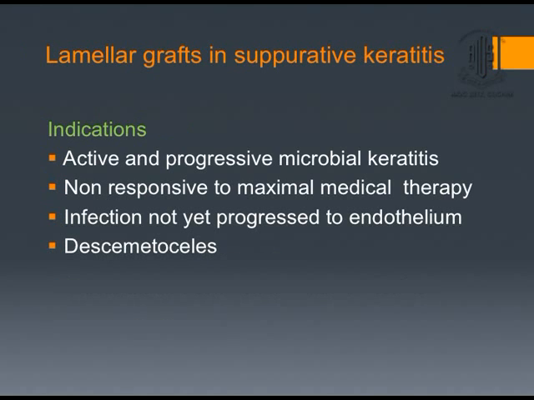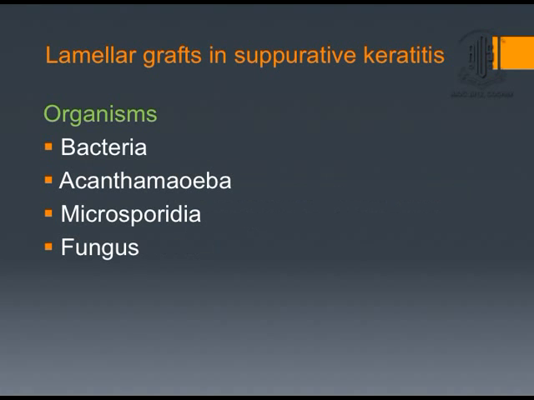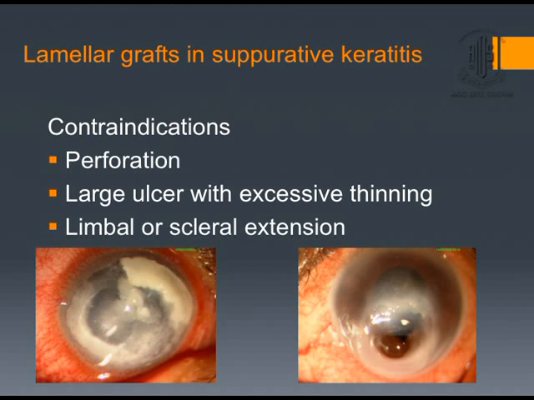The indications are active and progressive microbial keratitis, non-responsive to maximal medical therapy, where the infection has not yet progressed to the endothelium, and cases of descemetoceles. It has been undertaken for bacterial, acanthamoeba, and microsporidial keratitis, and I have written fungus at the end because I do believe that fungus tends to penetrate deeply, and it is virtually almost impossible to clinically assess whether the fungal organism is completely eradicated or not. The contraindications are perforation, large ulcer with excessive thinning, limbal or scleral extension, and of course if the surgeon is not confident of doing it.